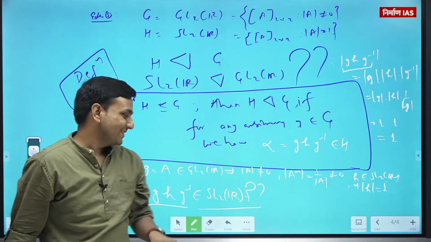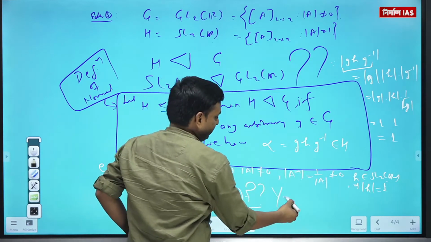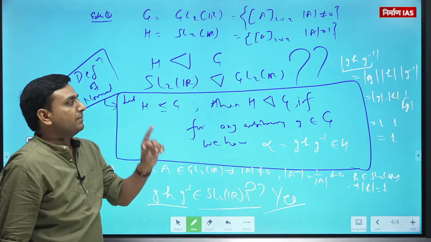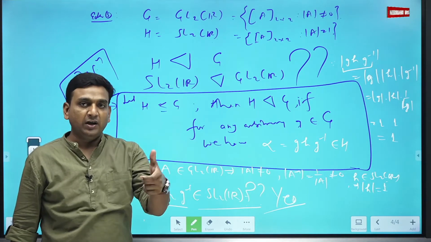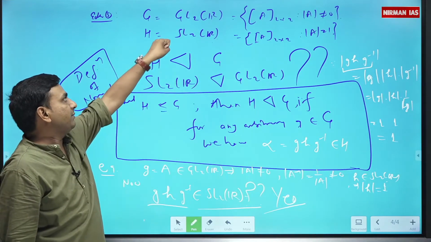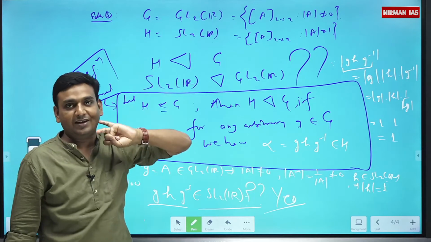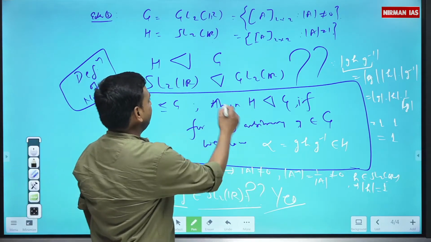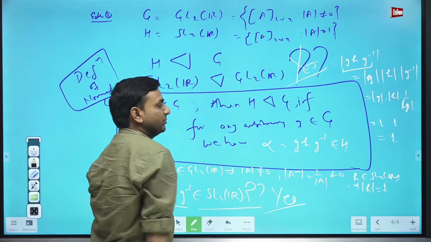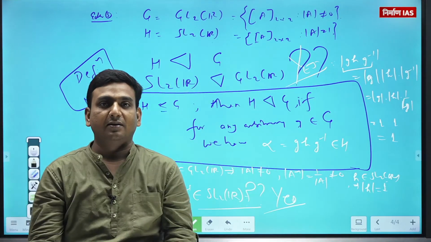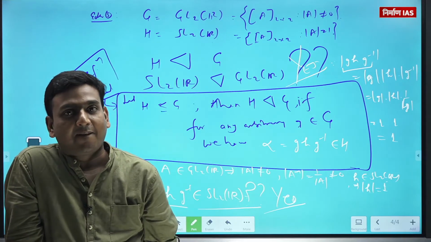What it indicates? Yes, the matrix GHG inverse is with determinant 1. So it will be nothing but an element of SL2R only. So what you will say, dear? Yes, SL2R is a normal subgroup of GL2R. Is that clear? Good.